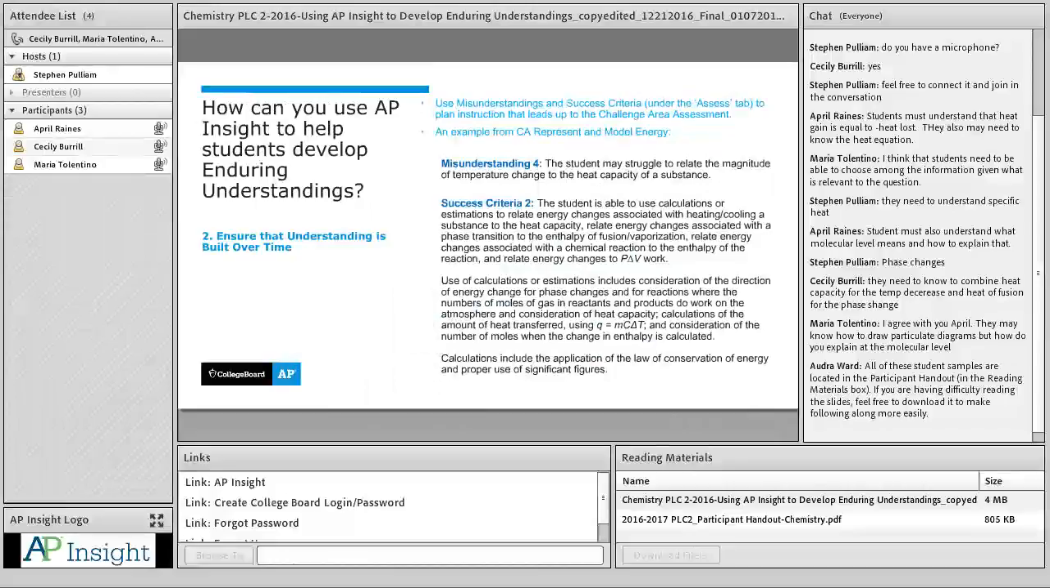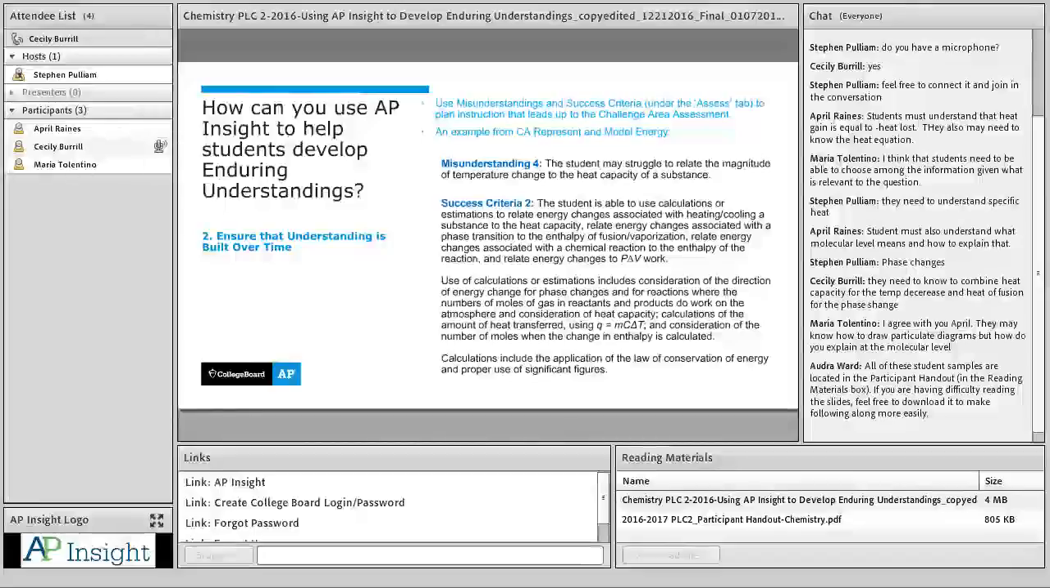So how can we use AP Insight to develop those understandings? Let's see. The success criteria packets. Have you all used those in your classes at all? Some of it. No, I have not. Some of it, but not all.